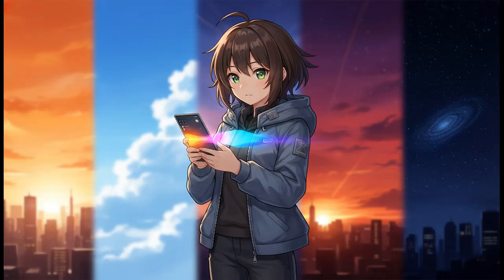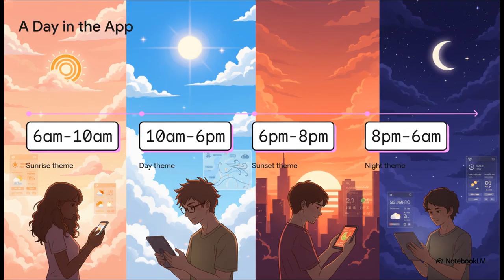One of the first things you'll notice is that the app doesn't just have some static background, it's dynamic. The entire look and feel of the app changes to reflect the actual time of day where you are. This means you get 4 distinct visual themes throughout the day. It kind of wakes up with you at sunrise, brightens for the day, transitions into this warm sunset, and finally settles into a cool night theme. It makes the app feel alive, connected to the world outside.